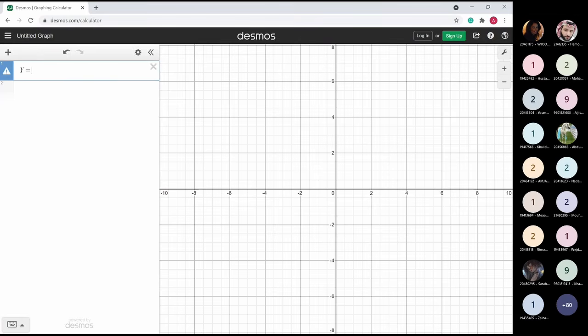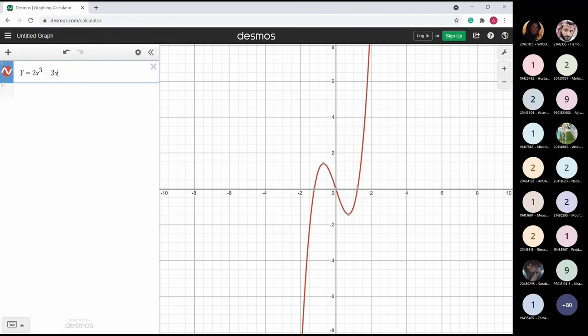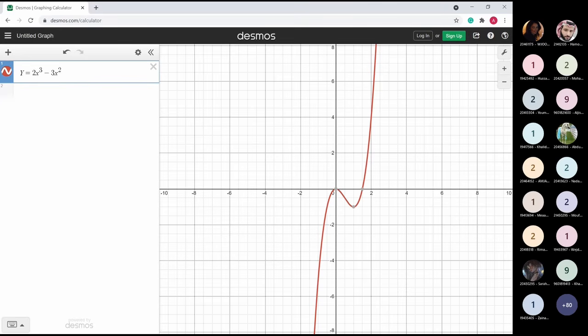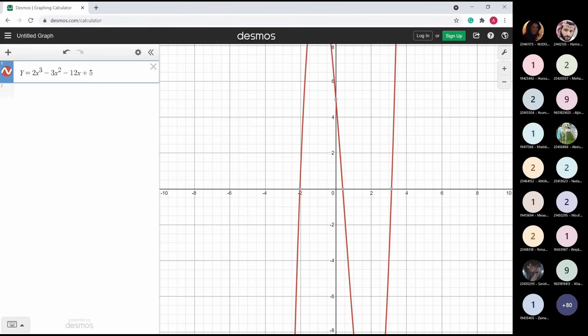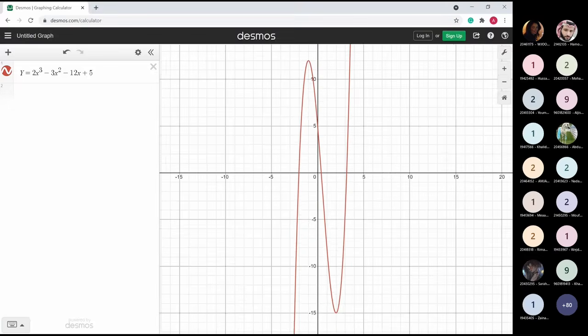Y equals, let's say the function I have is 2x to the power 3 minus 3x squared minus x plus 5. This is the function I have.